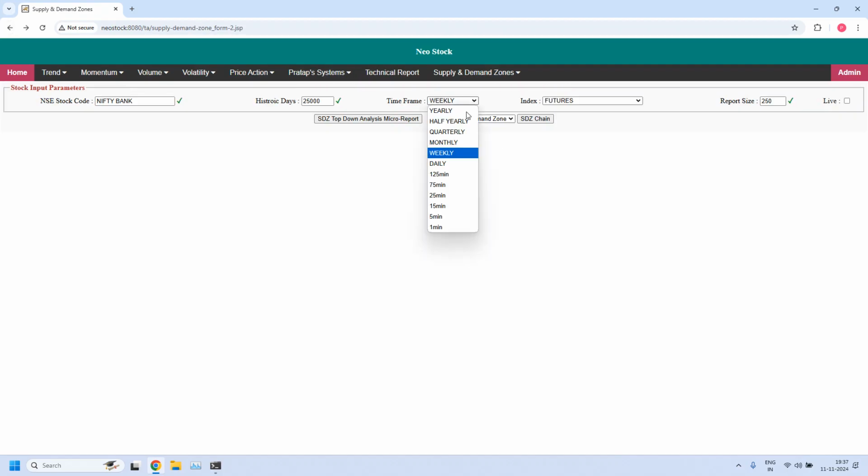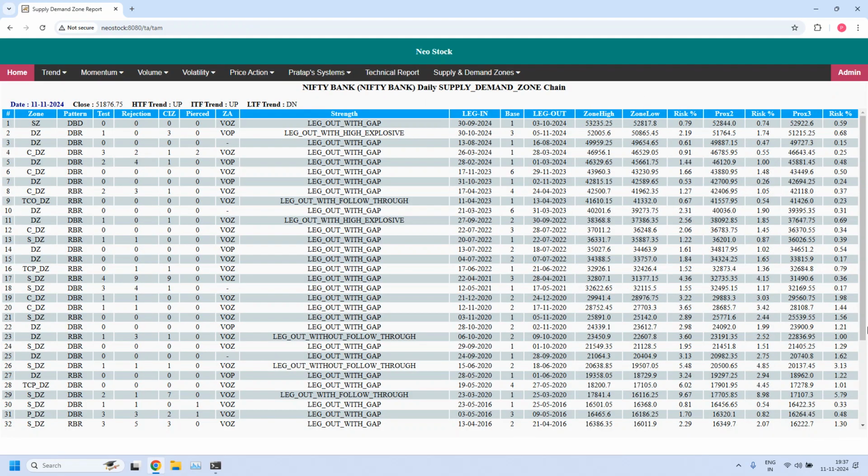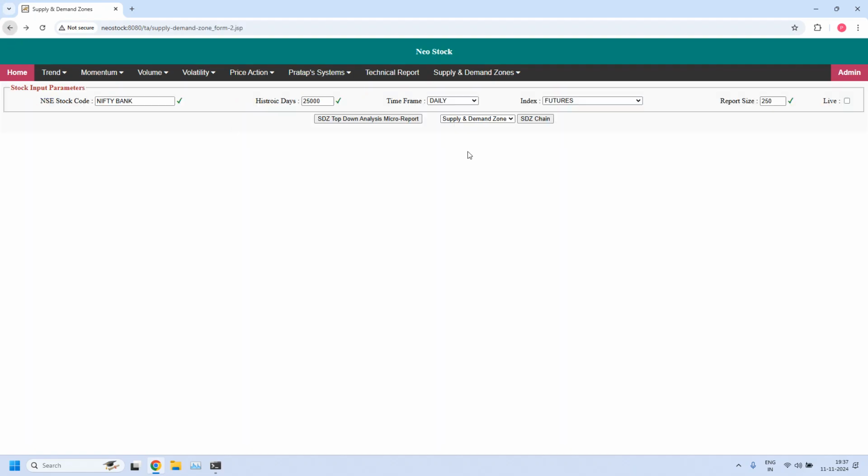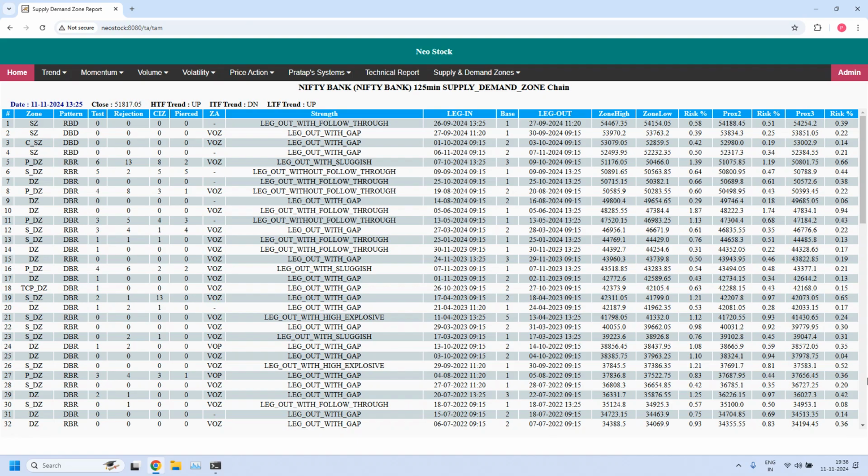Next time frame is a daily supply demand zone chain for Bank Nifty. Next time frame is 125 minutes. 125 minutes supply demand zone chain for Bank Nifty.